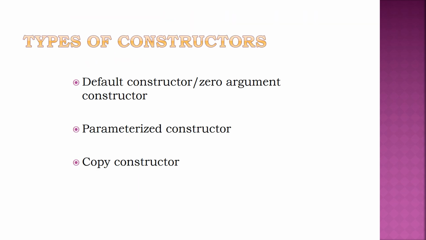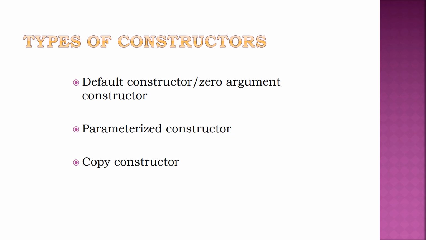Here we have a very important topic, that is types of constructors. We have three different types of constructors. First one is the default constructor, and we can also call it a zero argument constructor. Second type is parameterized constructors. Third one is copy constructors. These are the different types of constructors.